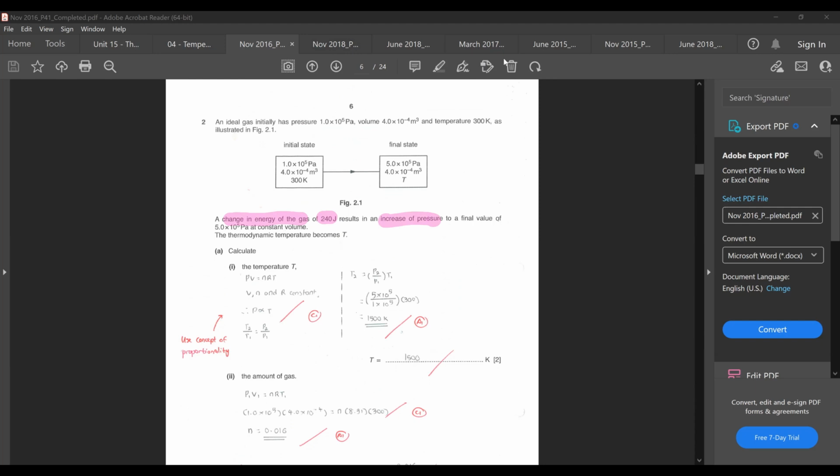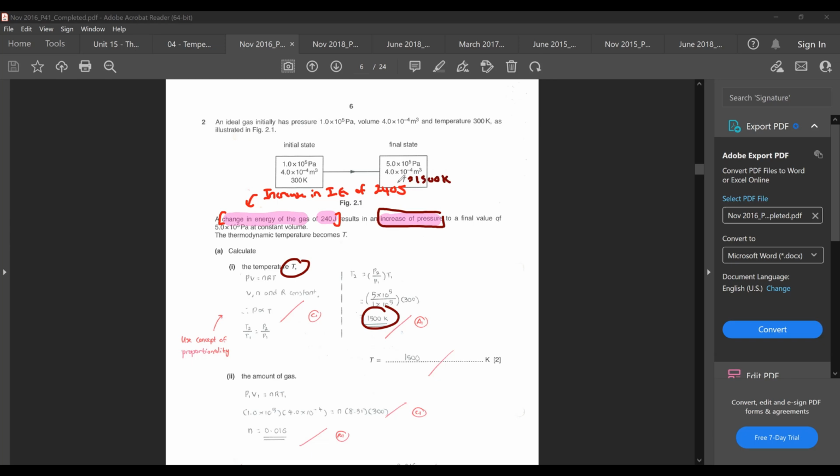this change in energy of your gas is actually referring to an increase in internal energy of 240 joules. Now, how do I know it's an increase in internal energy rather than a decrease? It's because you can see that your pressure has increased, and also not to mention your temperature has also increased. You were finding the second temperature just now, the temperature of the final state here. This one was 1500 Kelvin.